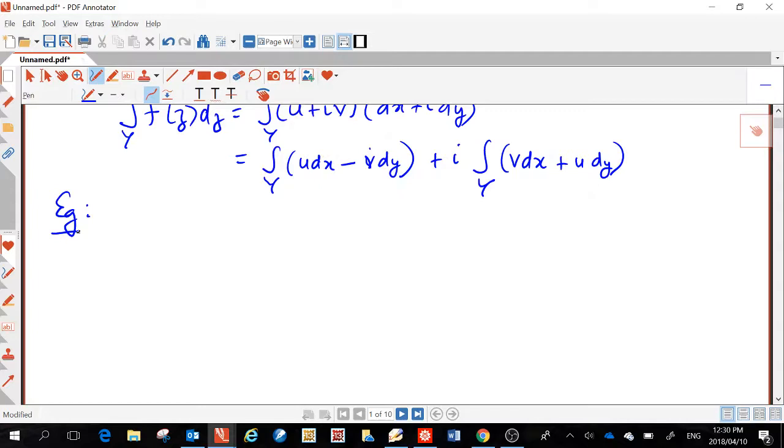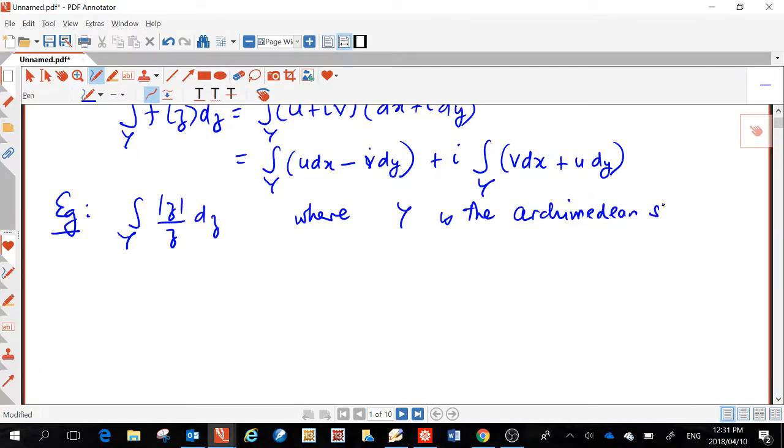I think it was the integral of bar z over z dz, where the path gamma is the Archimedean spiral, given by x equals t cos t, y equals t sin t, and the parameter t varies between 0 and 2 pi. So you want to find that integral there.